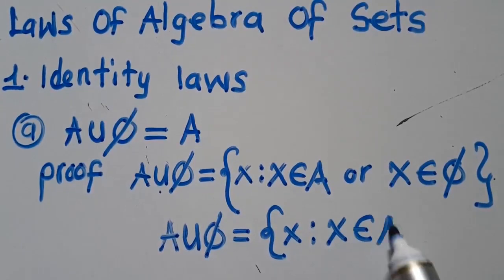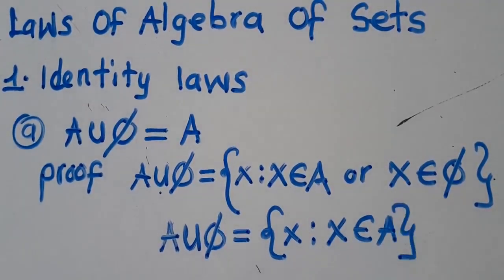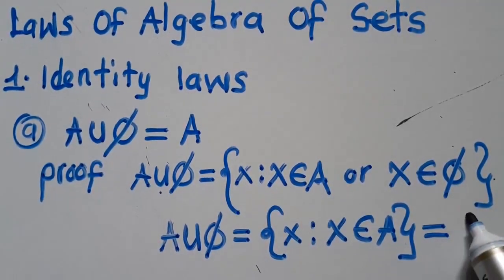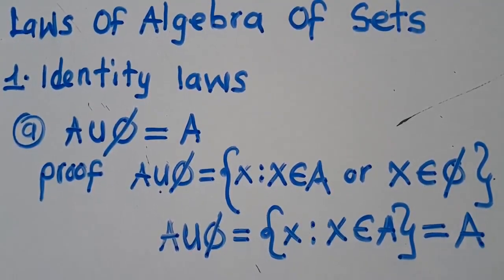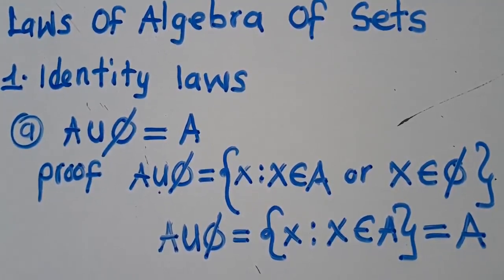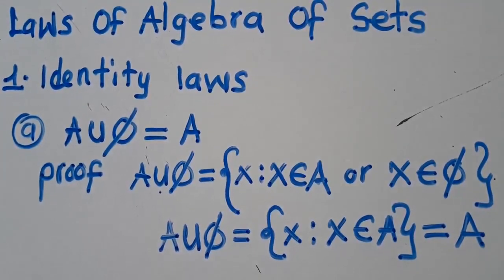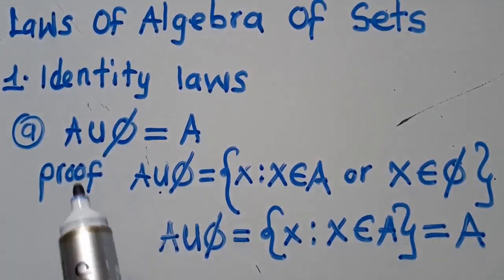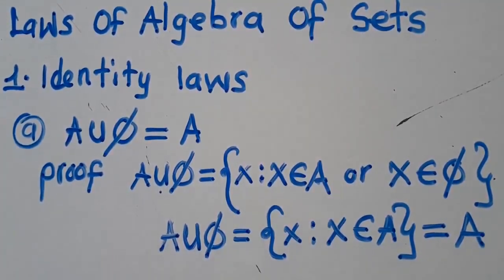So this is just the same as A union empty set is equal to X such that X is a member of A. So X is just a member of what? A member of A. If X is a member of A, meaning it's just equal to A. So we've proven the first one. This is how you need to prove. You don't just need to know the laws, you also need to prove them. So this is how you get to prove the first one.